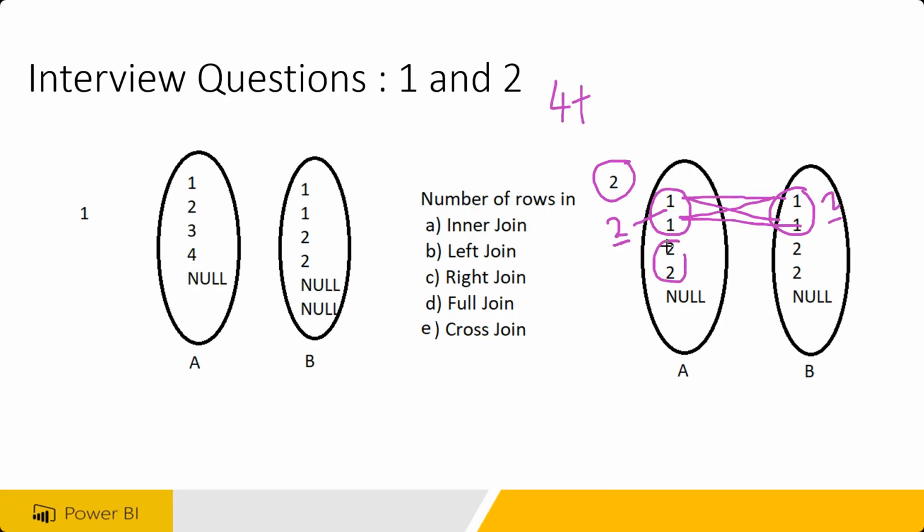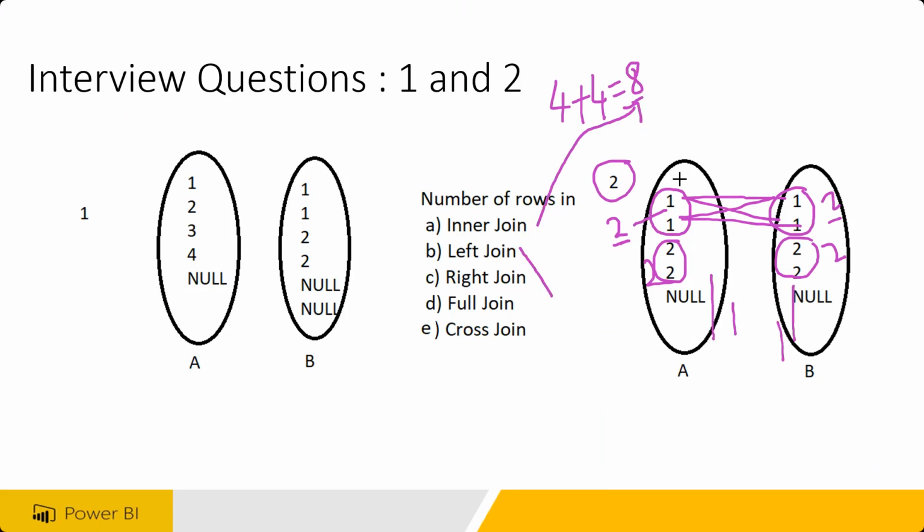Again, this 2 is repeated two times. This 2 is also repeated two times. 2 into 2, 4 combinations. You will be able to get total 8. So this is one unmatched data. This is one unmatched data. So 8 will be your inner join data.